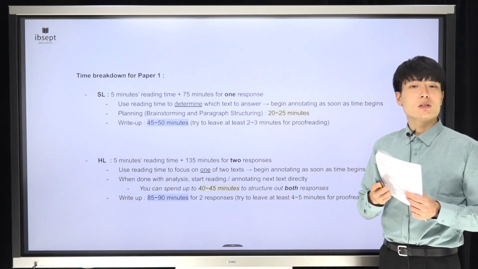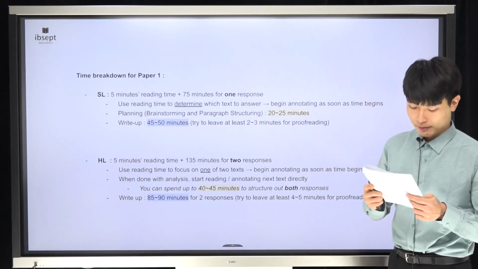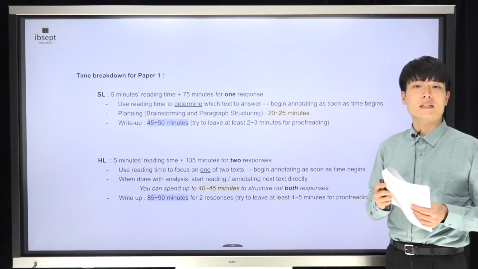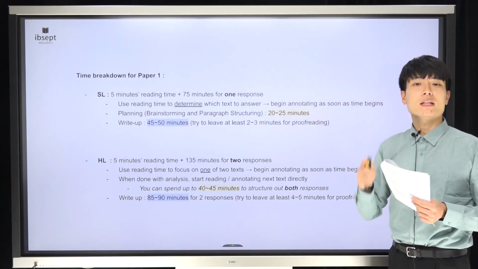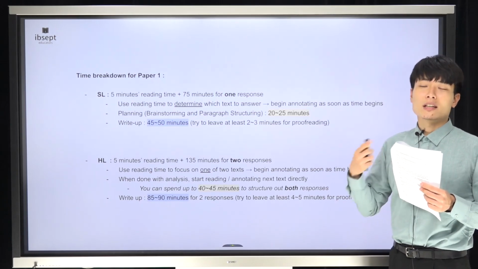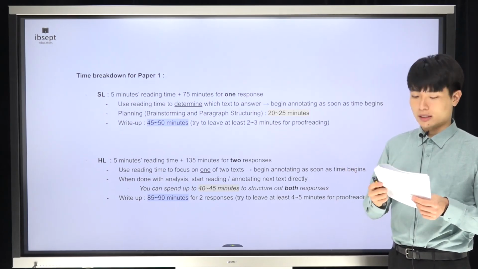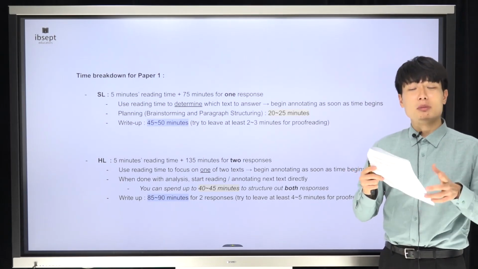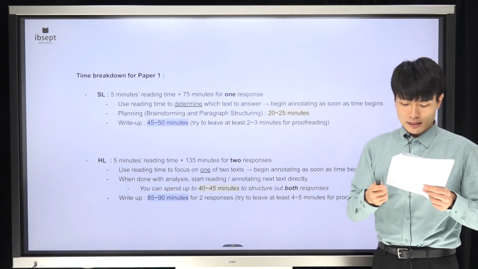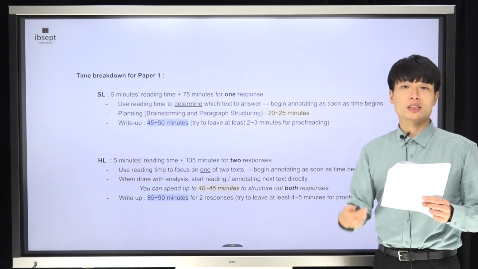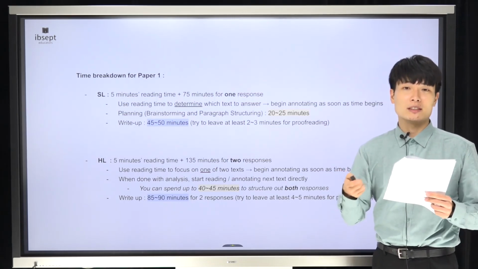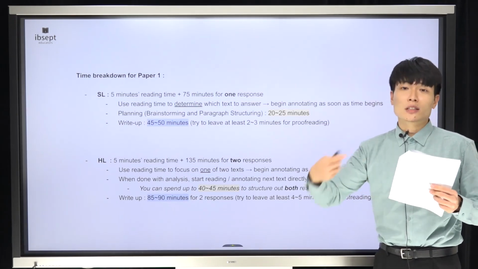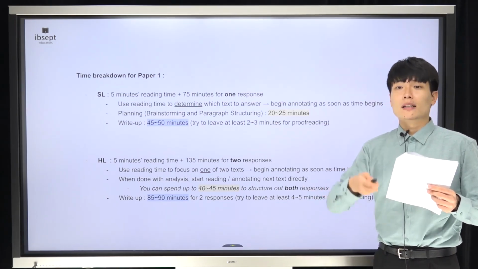Now, let's quickly go over timekeeping strategies for the Paper 1. If you're an SL student, you'll have 5 minutes of reading time followed by 75 minutes to write one essay response analyzing one of 2 Paper 1 texts you're given. In the 5 minutes reading time, you'll be reading both texts. Keep in mind that you read the guiding question of the text before you read the text itself. So read the guiding question first, then you go through the text, followed by the next text.